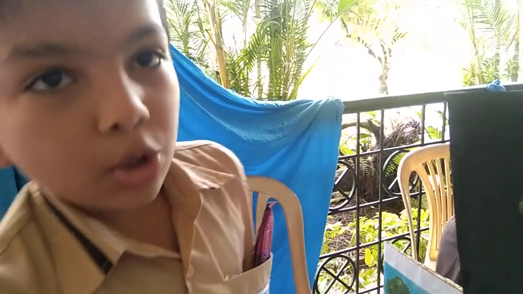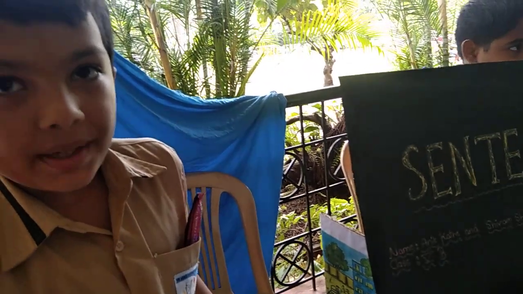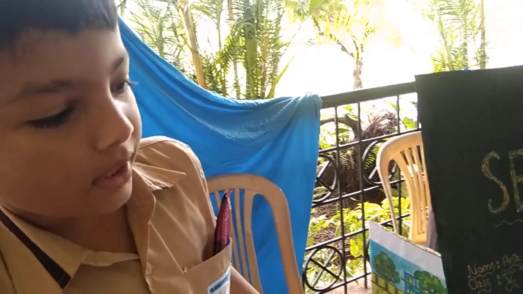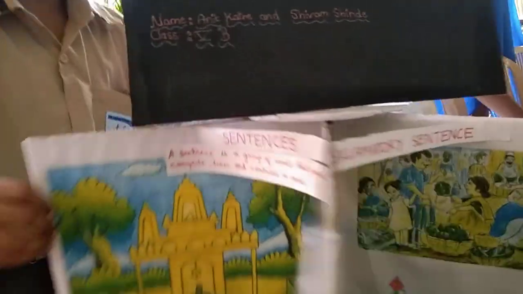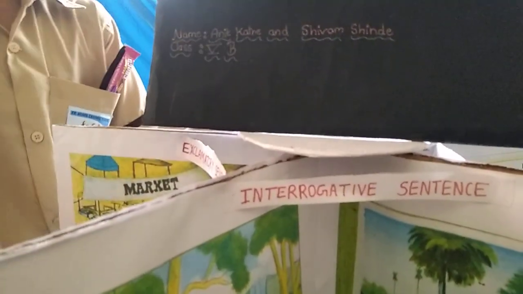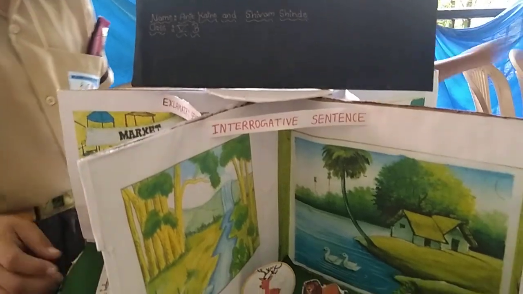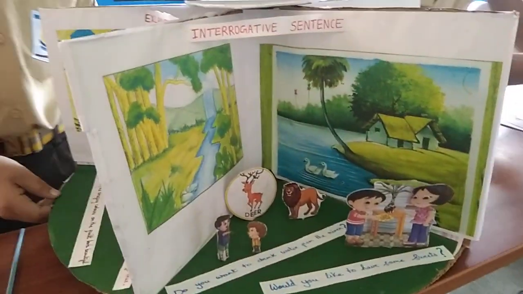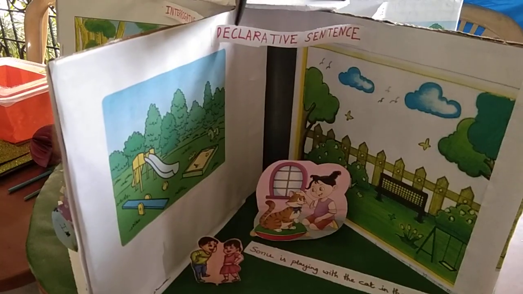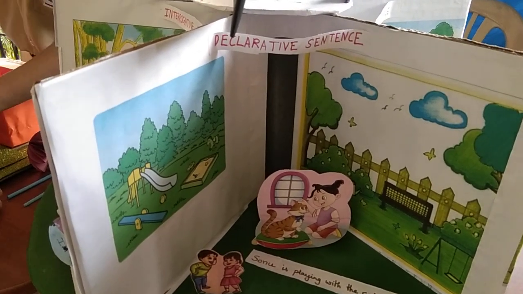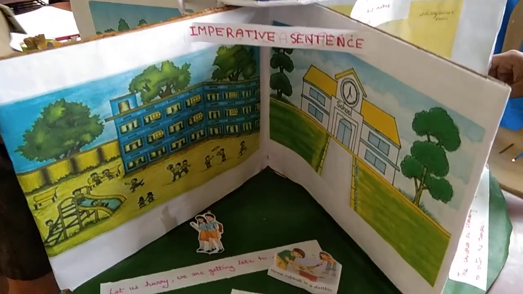A sentence makes complete sense and contains a verb. I will explain two kinds of sentences. A sentence is a group of words that contains an idea, fact, or opinion. A statement always ends with a full stop. Now I will talk about the interrogative sentence. An interrogative sentence is one which asks us about something.